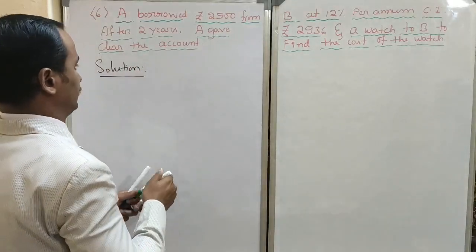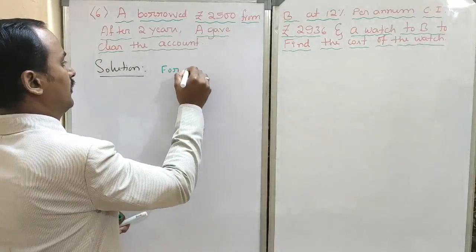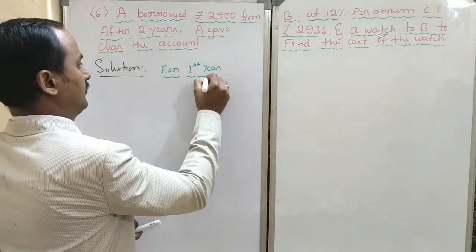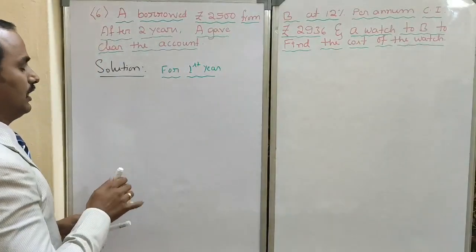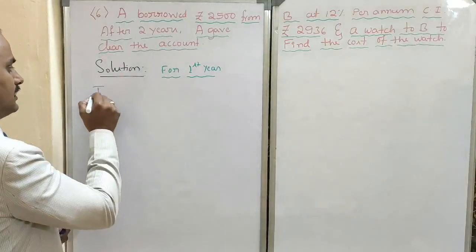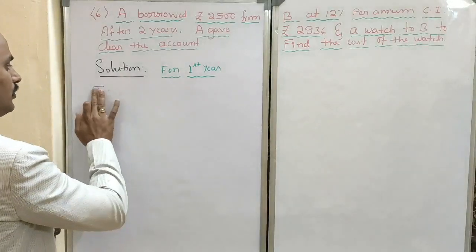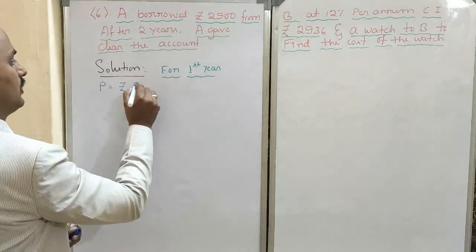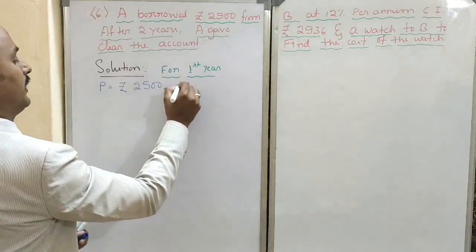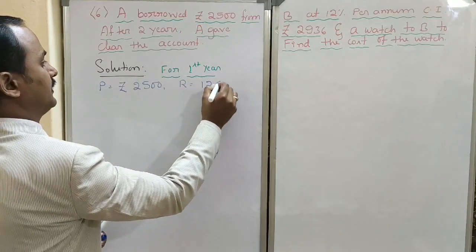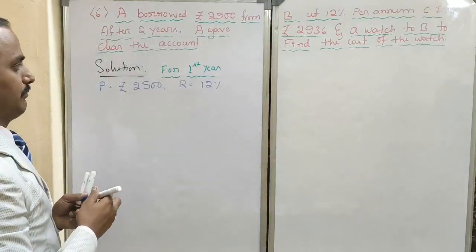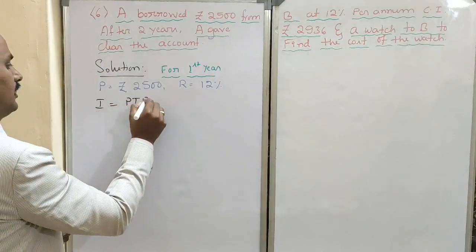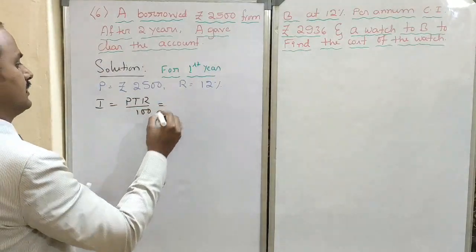For first year, look here. Dear children, before going to the interest formula, I will write down the data. Principal is rupees 2,500, rate of interest is 12%. What next step? Interest formula. Interest is equal to PTR divided by 100.